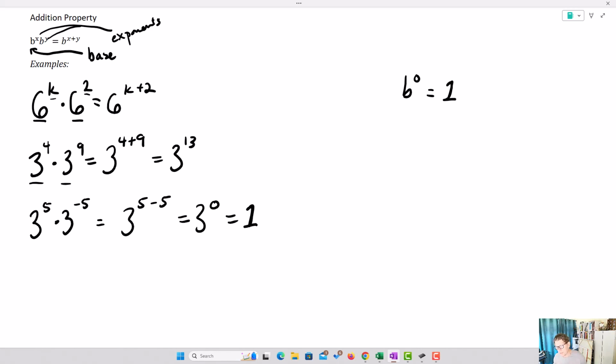Now we can also expand this out, because sometimes that's really handy to do. Let's say I have 5 to the 15th. I can notice that this is 5 to the 10 plus 5, which equals 5 to the 10th times 5 to the 5th. And that is called an expansion. What we've done is gone from addition inside the exponent to a multiplication with the exponent separated. And that is the addition property.